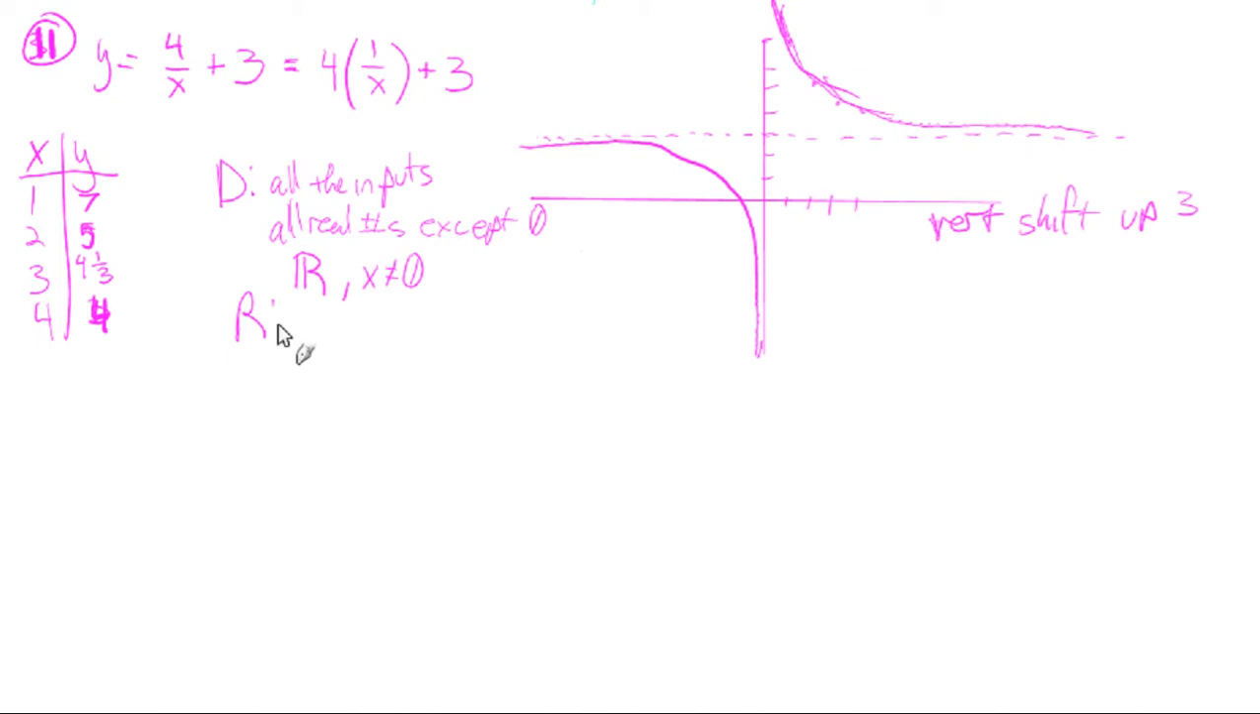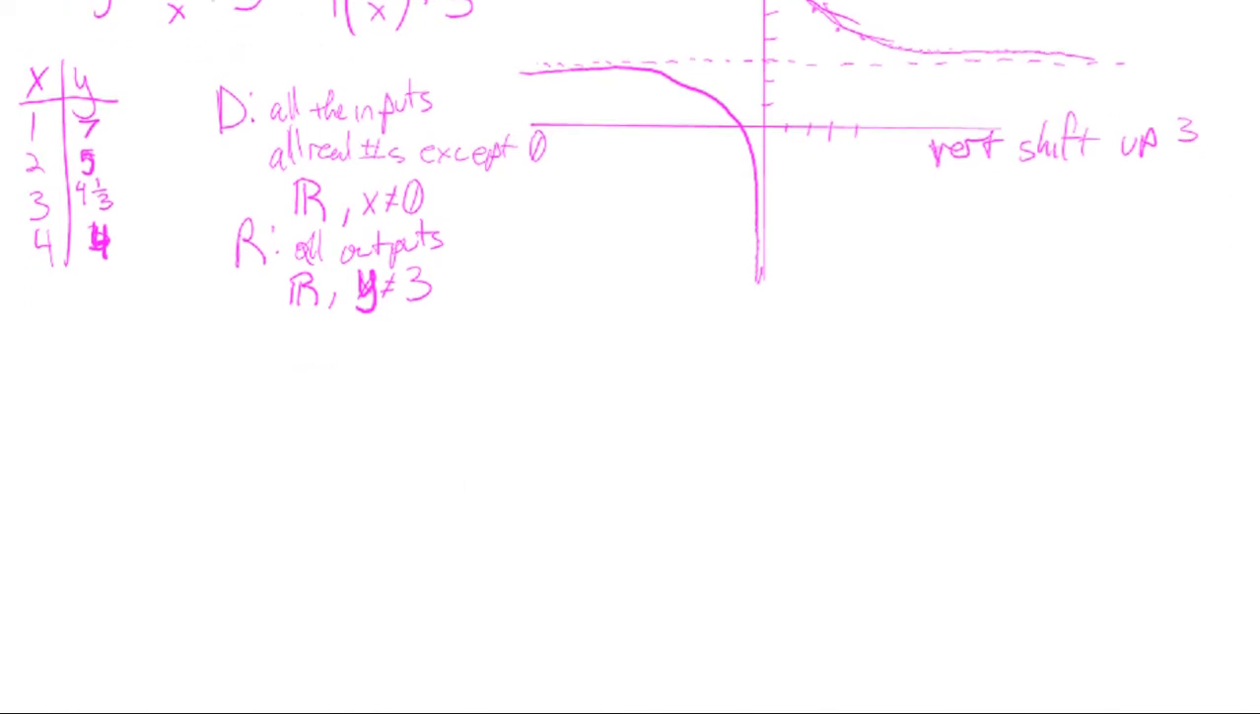The range, if the domain is all the inputs, the range is all outputs. Okay. What values can the function have? What values can you have for y? Well, it looks like anything. It can go on forever in the negative direction, forever in the positive direction. All these values are possible. The only one that you can never actually achieve is positive 3. So we have all real numbers except 3. X can't be 3. Or sorry, y can't be 3. Okay, so that's the domain and the range.